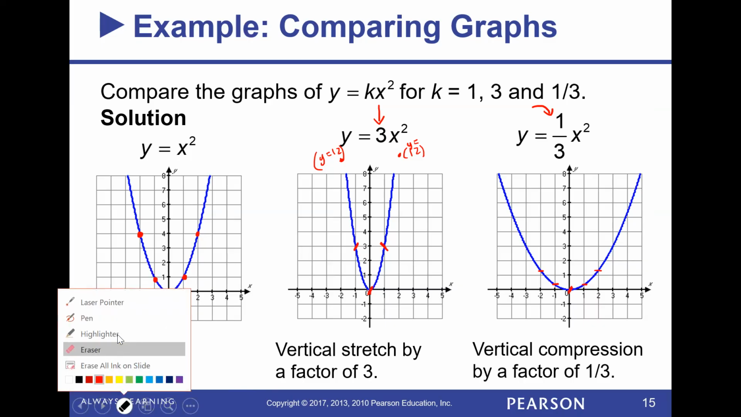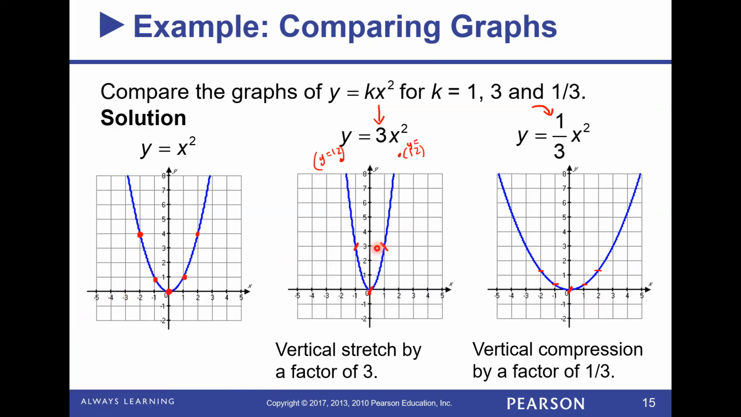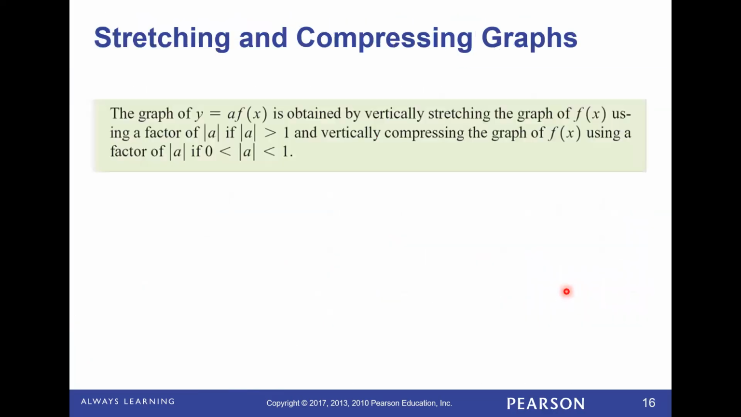So if you actually think about that, that's kind of where you want to look here. The y value on the original graph was 4. 4 divided by 3 is 1 and 1/3. So that's kind of where that went. And again, here my y value was 1, and 1 divided by 3 is 1/3. Notice again that y value looks like it's about 1/3 there. So we can kind of see that these have been vertically compressed.